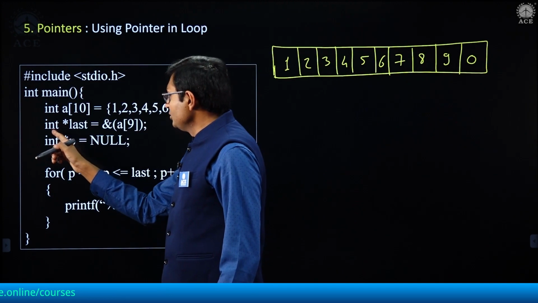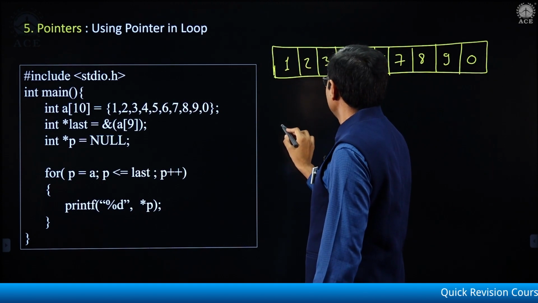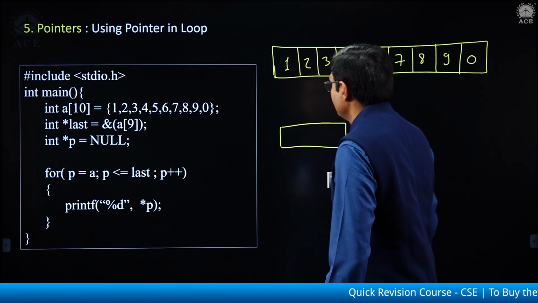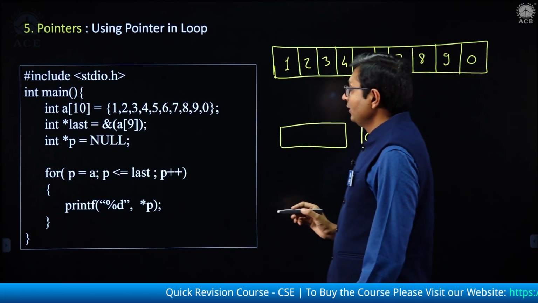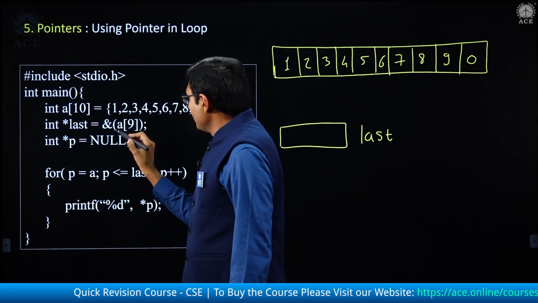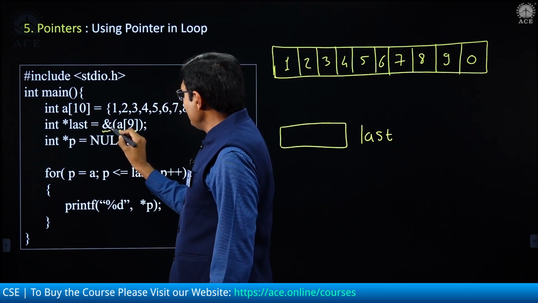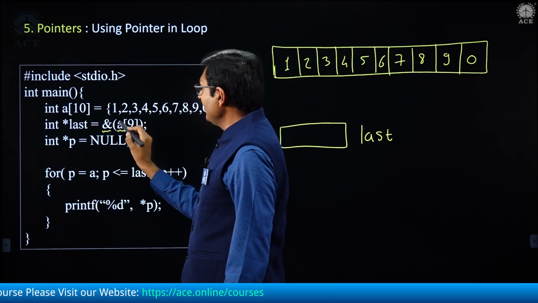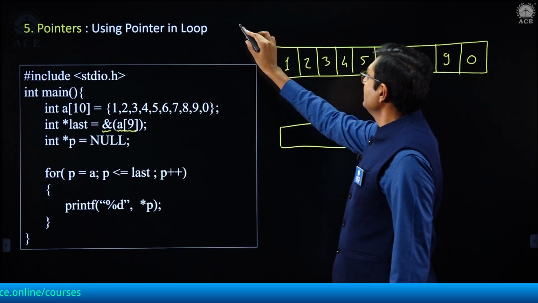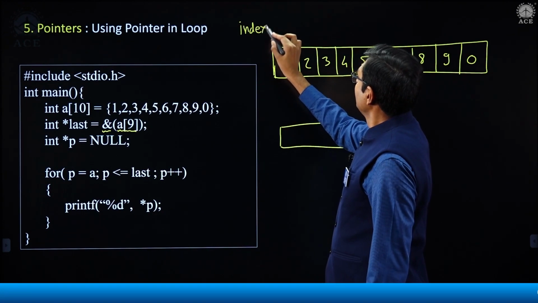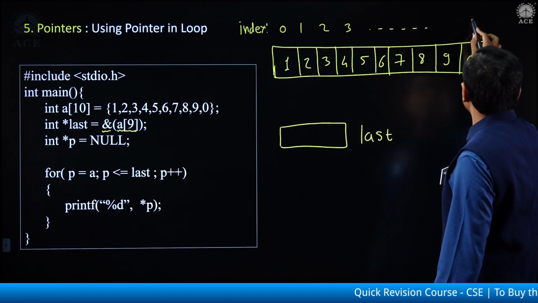Now, I have the integer pointer called last. Last is the name of the pointer, and I am storing the address of this element. What is this element? A9. A9 means the last element. So, if I index it 0, 1, 2, 3, etc. up to 9.